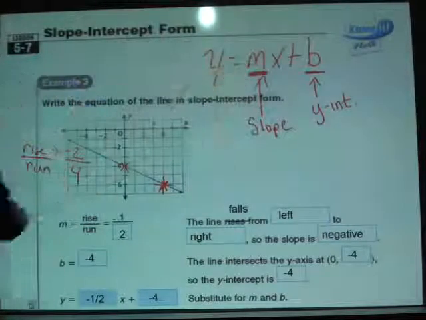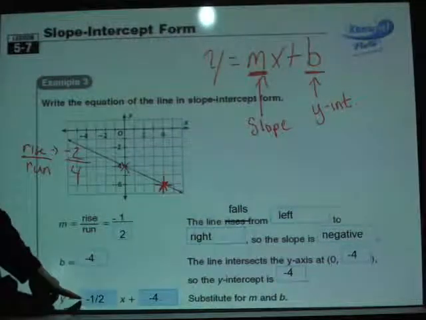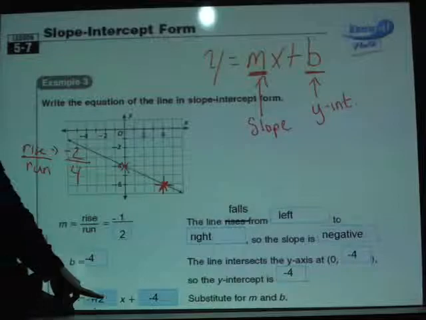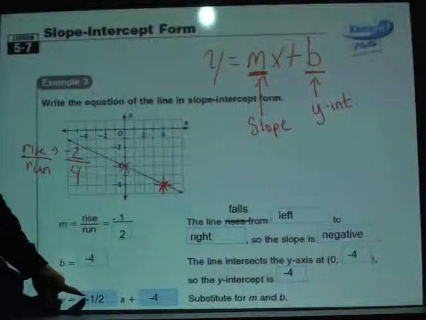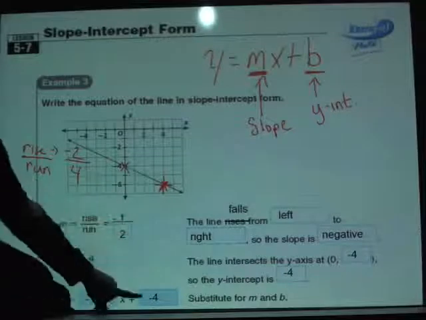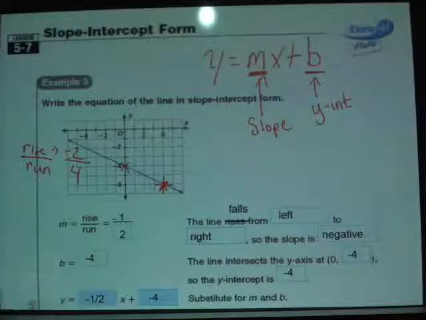So now what I'm going to do is change m into my slope, which is negative 1/2. So I've got y equals negative 1/2 x plus negative 4. Done deal. Again, I changed m into my slope. I changed b into my y-intercept. X and y, I always say x and y. End of the discussion.